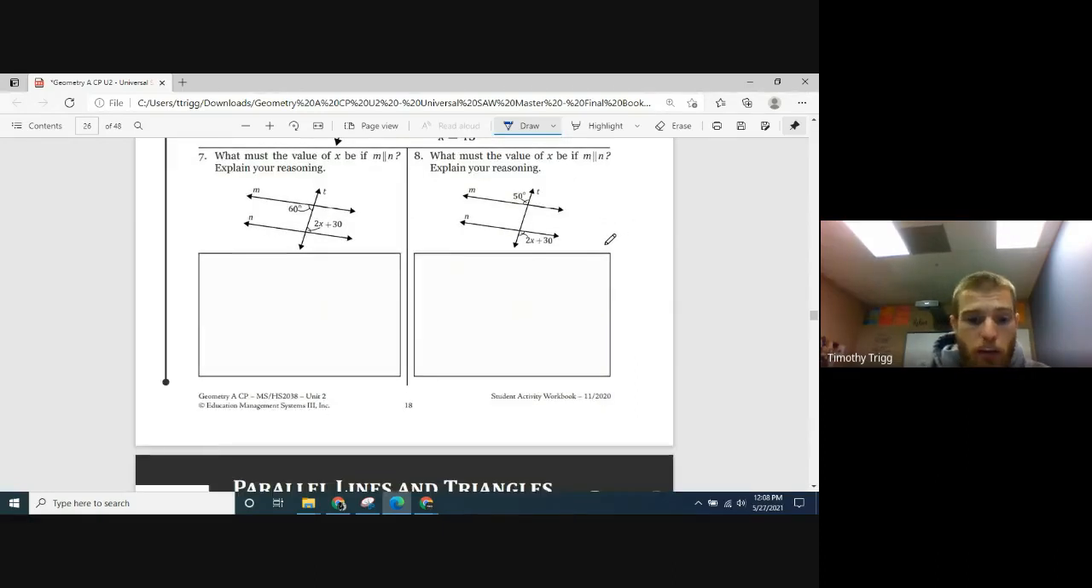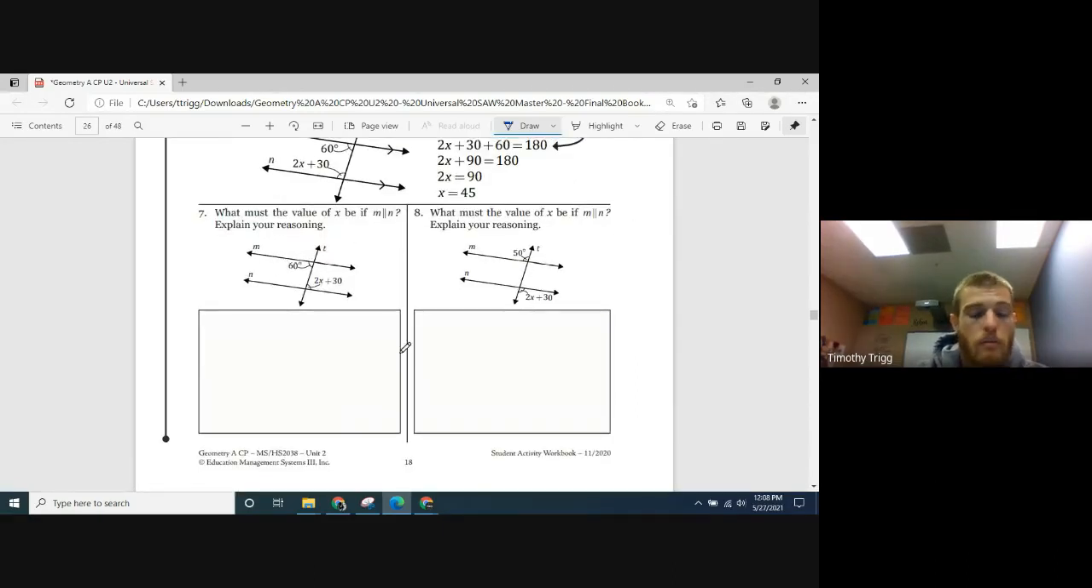Next, we're going to do a little bit of algebra with these two problems here. Here, it says, what must the value of x be if m is parallel to n? So m and n are parallel. We want to find the value of x. In this case, with these two values, they are alternate interior angles. See how they're alternate interior? Well, alternate interior angles are congruent. So that means these are congruent to each other.